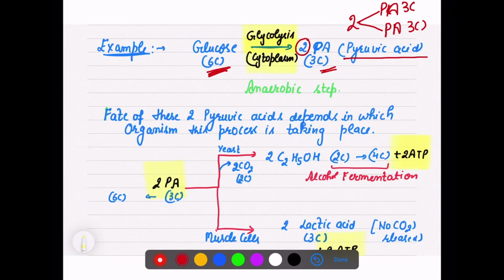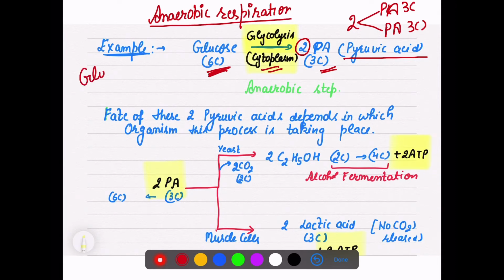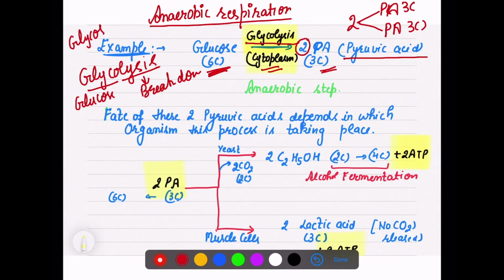If we are talking about anaerobic respiration, this glucose breakdown is a common step in anaerobic as well as aerobic respiration. Now the question is, where is this happening? It occurs in the cytoplasm. And what is this process known as? It is known as glycolysis. Lysis means breakdown, and glyco is the word we use for glucose. So here glucose is breaking down to pyruvic acid. Now where will this pyruvic acid go?